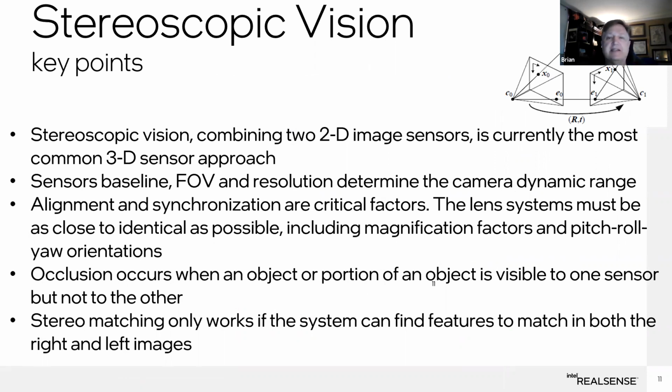Sensors, baseline, the FOV, the resolution, all determine where our camera is going to work. Alignment is a big deal, and we talk about this alignment and synchronization, or calibration in our case, all the time. A lot of our competitors out there, or other companies that are doing this, don't necessarily call out one of the weaknesses of this device. Now, because I am doing this calculation, I need to know the exact distance between these two sensors. It needs to be down in the micron range.